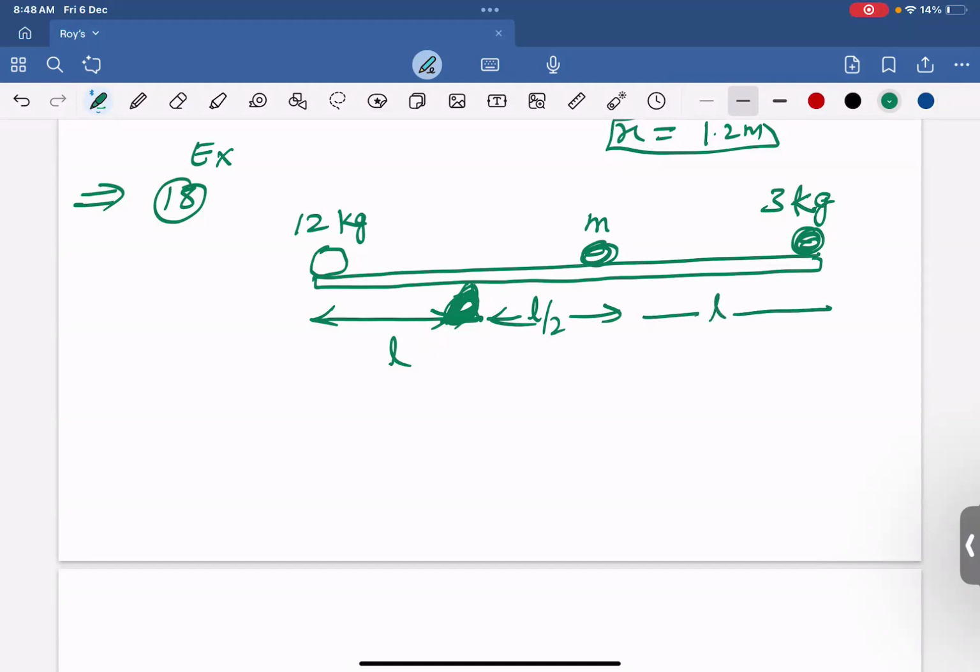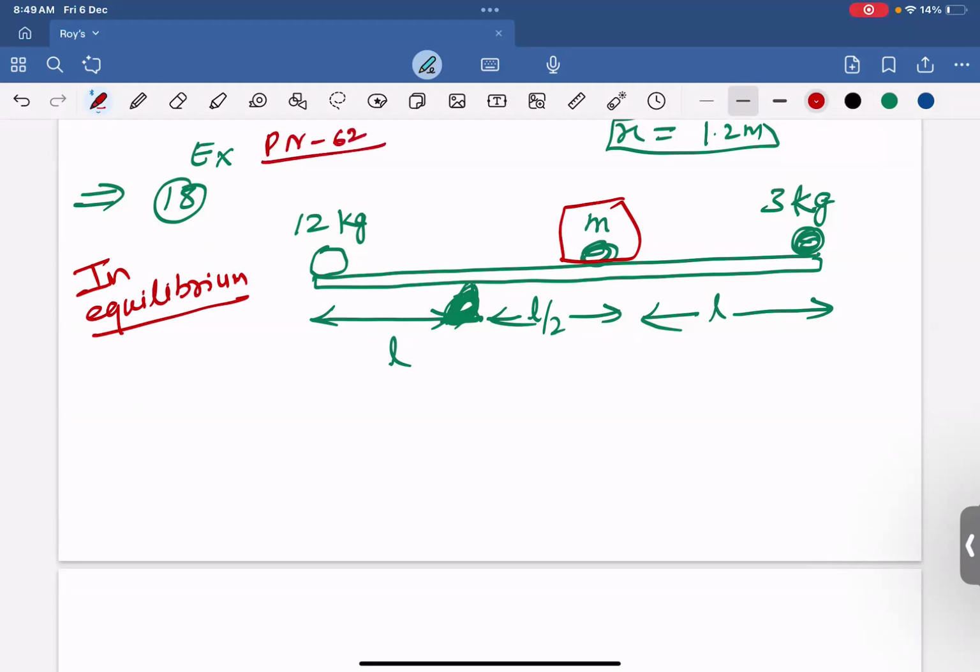Can you see this question, Neil? Yes, sir, I found it. They're asking what is the value of M in equilibrium. The system is in equilibrium. Sir, example 18, in which page number? It's not an example, it's an exercise, page number 62. Okay, sir, found.